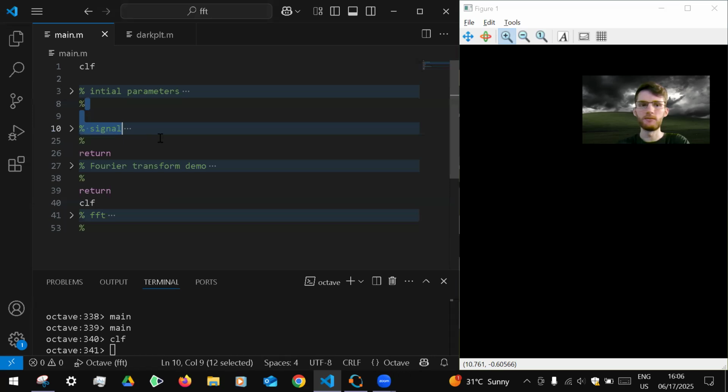MATLAB and Octave use basically the same language. And so whether you use MATLAB or Octave, this should be really easy to copy if you so choose. But without further ado, let us learn about the Fourier transform.